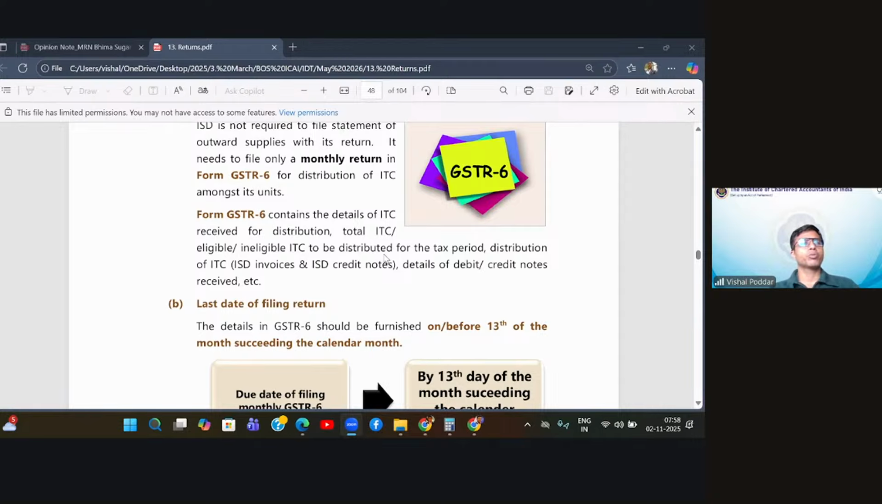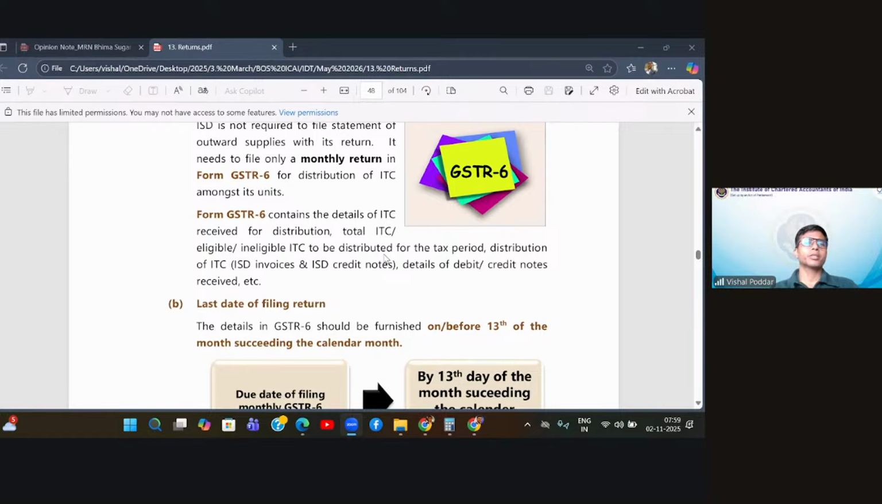So ISD has no transaction with any outside world. ISD is formed exclusively for distribution of common ITC internally. So that is why there is no GSTR 1 type of outward statement required, because whatever they are distributing can be reported in this monthly return, which is GSTR 6.